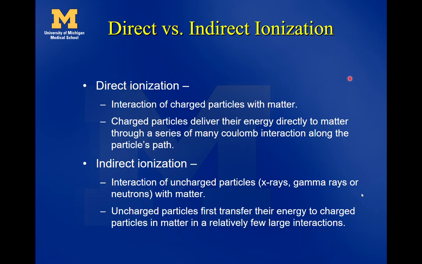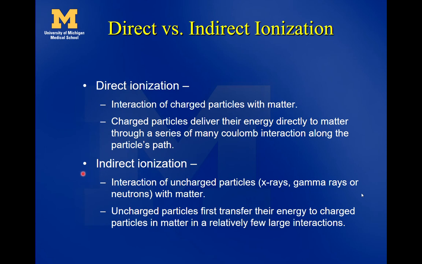So direct ionization, this is what happens when charged particles interact with matter. Charged particles deliver their energy directly to the matter through a series of many Coulomb interactions along the way. So in practical terms, that particle is charged, and as it enters into the body and passes all of those different atoms and molecules and nuclei, because it's electrostatic, it's always interacting with them, right? It's always trying to cling to the nuclei, always bouncing off of them, always orbiting around them. And so it's undergoing many electrostatic interactions, or Coulomb interactions, along the particle's path.